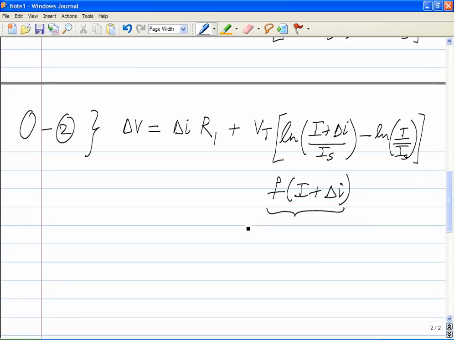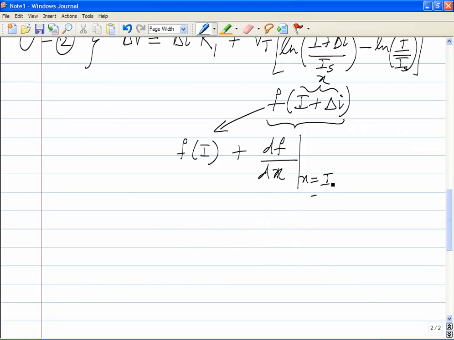To a fairly good approximation, this is nothing but f of I plus df by di. Actually it should be the argument, so let me call this argument x. So df by dx evaluated at x equals I, multiplied by delta I. What series is this?